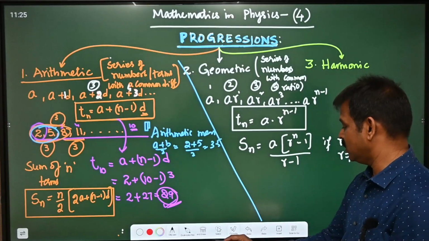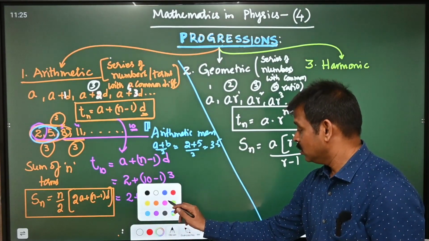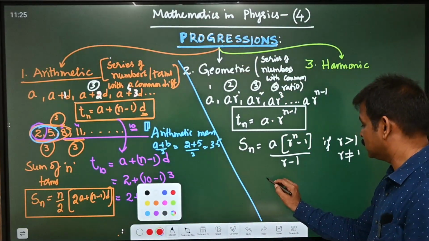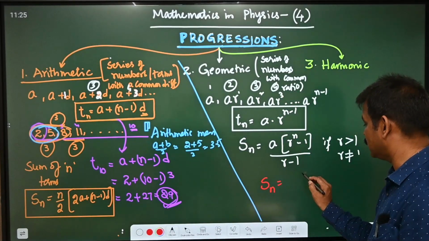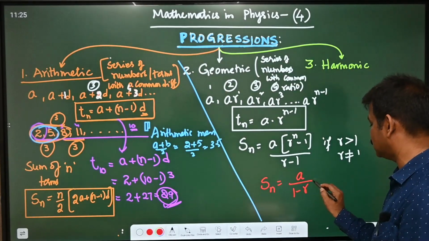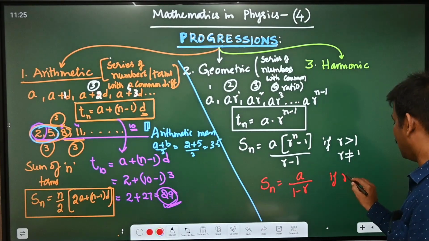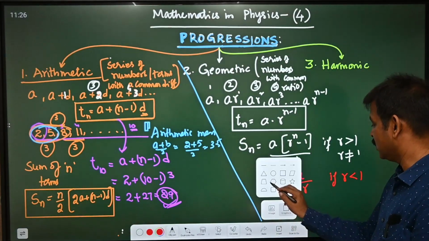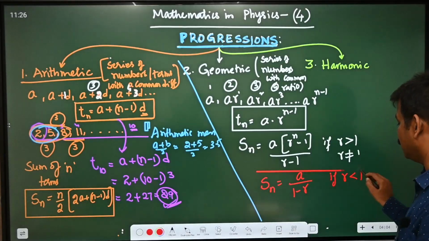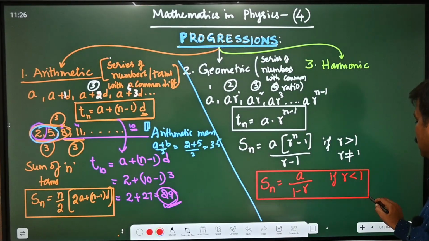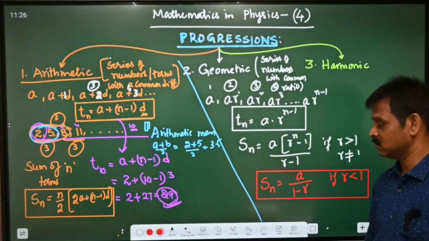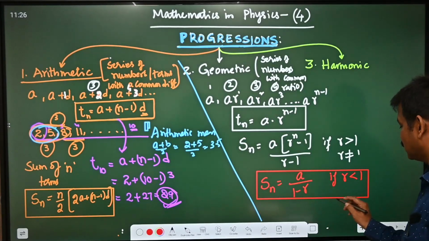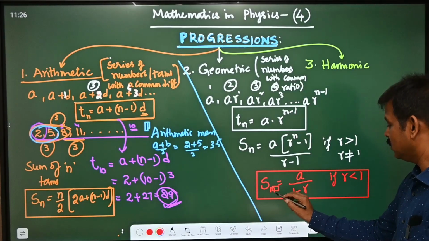And one more point we have to remember is the sum of terms can also be written as a by 1 minus r if r is lesser than 1. When r is lesser than 1, then we can use this formula, and this is a very important formula to solve problems in physics. First term by 1 minus r, then you will get the sum of the infinite terms. Actually this is not n terms, it is the sum of the infinite terms.